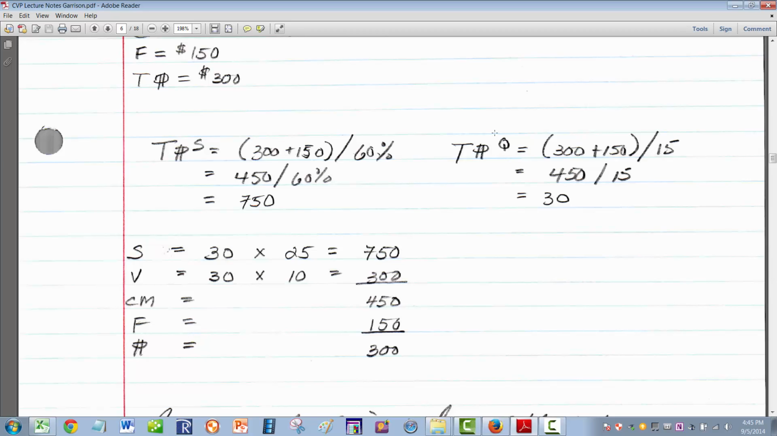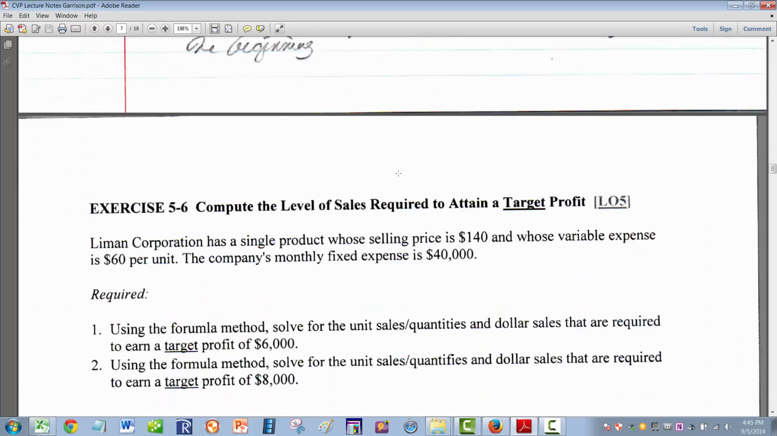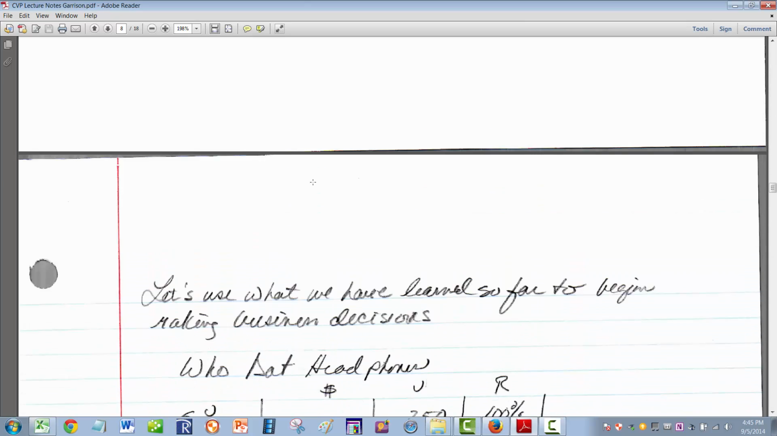So remember, like with the quantities for break even, we are going to look at quantities on a per unit basis, right? And on a per unit basis, our contribution margin was $15. So our target profit plus our fixed costs, $450, divided by $15 per unit for the contribution margin, equals 30 units that must be sold. So again, this is a problem I would normally be working in class.